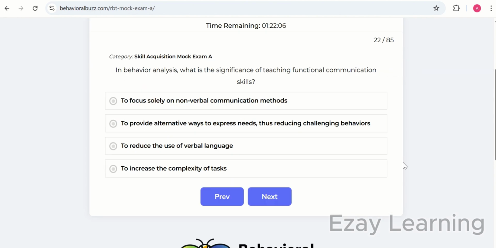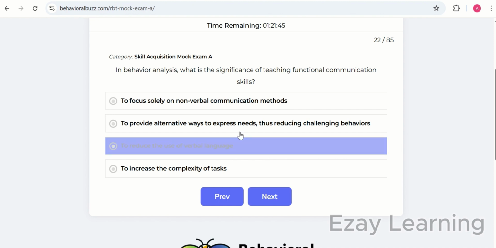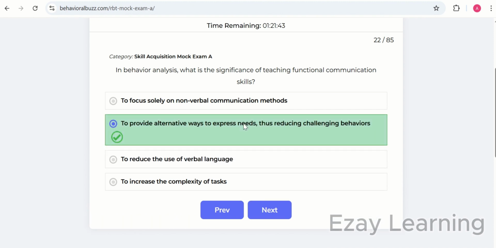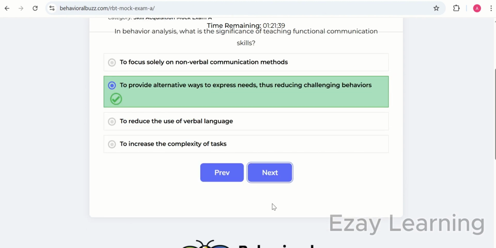What is the significance of teaching functional communication skills? So functional communication skills include teaching the client different ways to express their needs instead of showing challenging or maladaptive behavior. So it is to provide alternative ways to express needs, thus reducing challenging behaviors.